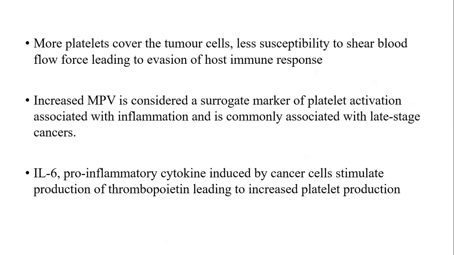So platelet activity and tumor cell activity go in a vicious cycle here. More platelets present in the blood tend to cover the tumor cells so that they are saved from the shear blood forces of the host, so that the cells can evade the host immune response. Similarly, these tumor cells can secrete interleukin-6, a pro-inflammatory cytokine that induces thrombopoietin secretion, leading to increased platelet production. In this process, when the platelets are activated, increased mean platelet volume is considered a surrogate marker of platelet activation associated with inflammation, commonly seen in advanced cancers.